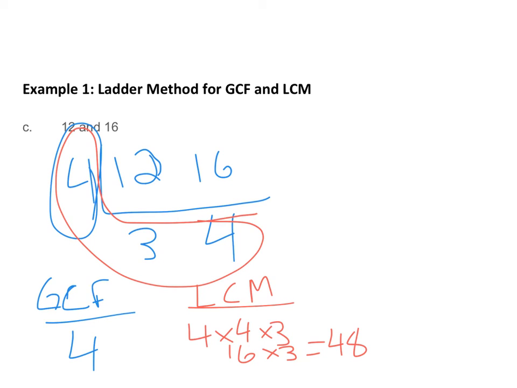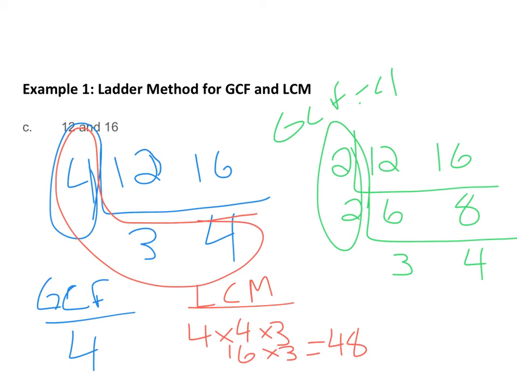48. If you didn't see the 4 from the start, we can do 2 and 2. But again, we're going to end up with 2 times 2 is 4 as your GCF. And if we did the 4 times 3 times 4, again, that gives you that 48. So either way, gets us to the answer. It's just all in what you see.